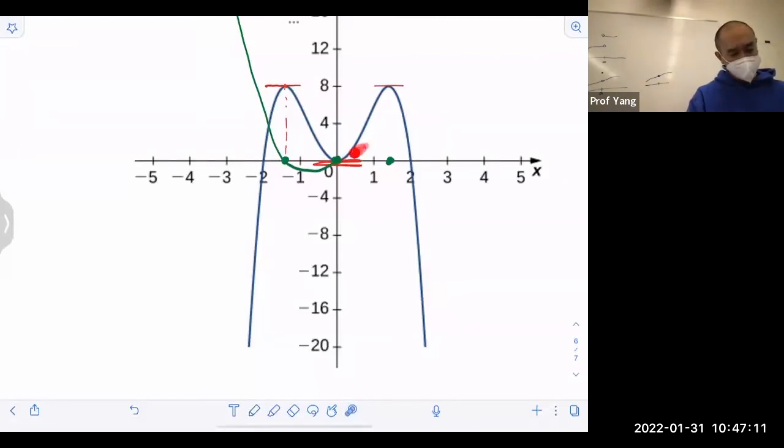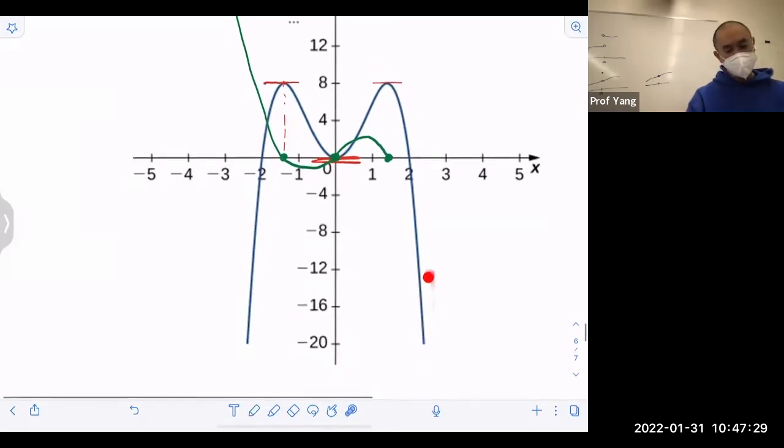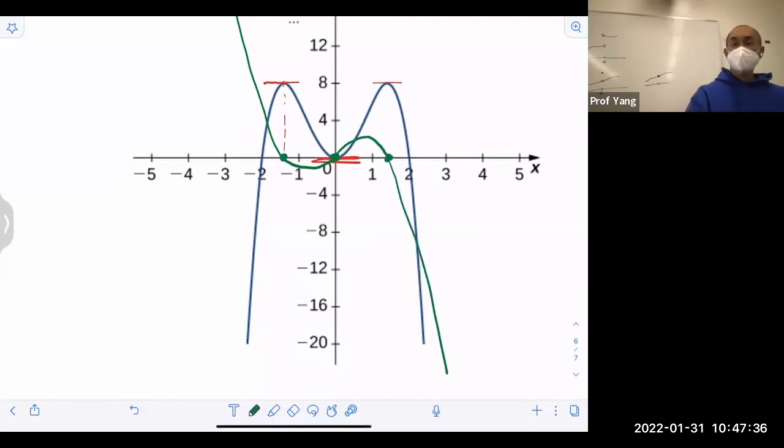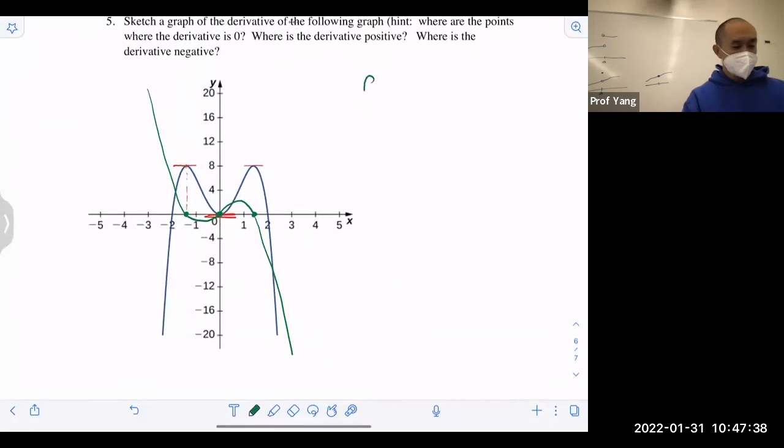Then here it's positive, it's super positive, it's less positive. So it's going to be positive, super positive, and then less positive like that. And then from this point on, I hope you guys can see it's a little negative, super negative here. So then this guy kind of comes like this. So very roughly, f prime of x is the green graph.